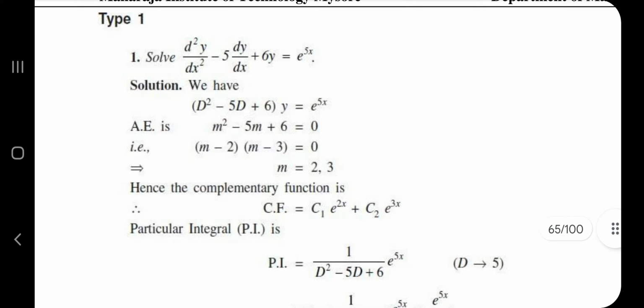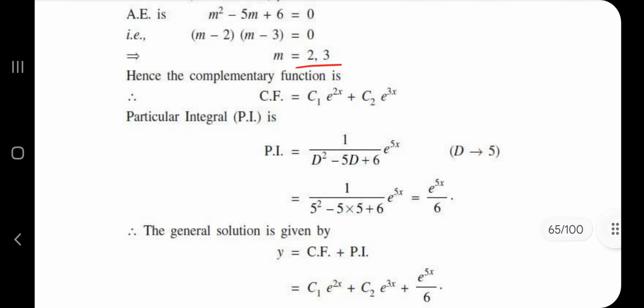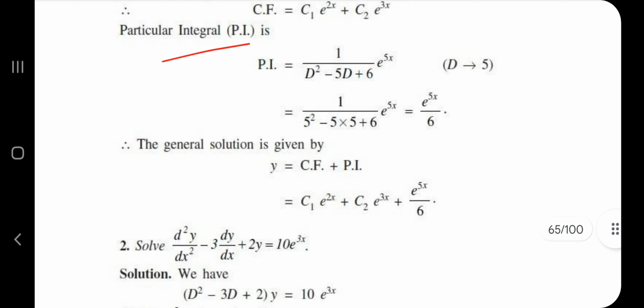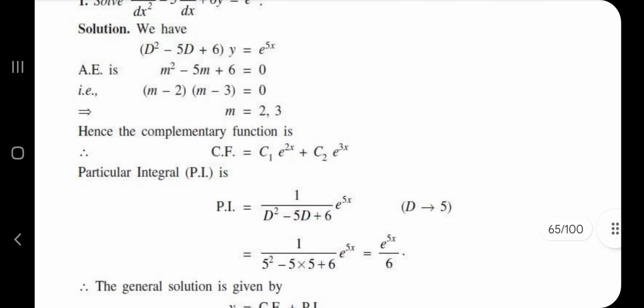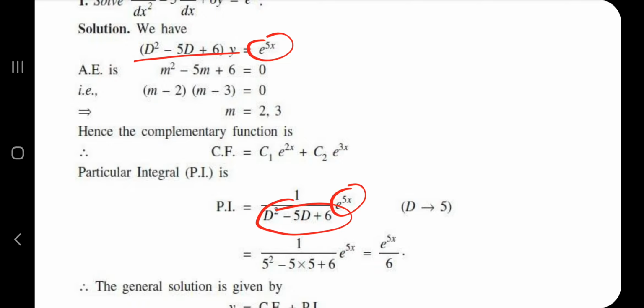The first part is the same. You'll be doing the same thing here: consider it as 0 and find the answer. After you get the roots, write out the complementary function, which is the general solution. After that, find the particular integral. Which form is it? The particular integral is of the form e^(ax) by f(D). So you have to write e^(ax), and f(D) is nothing but this equation.